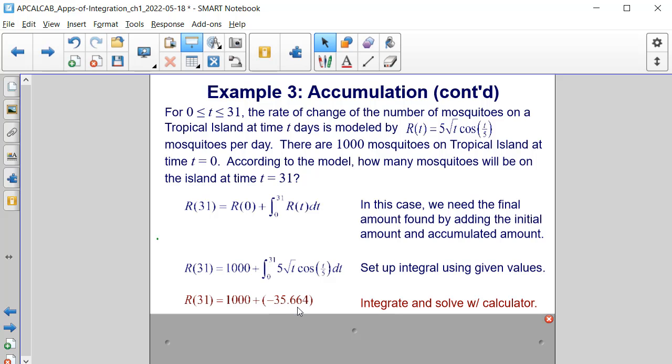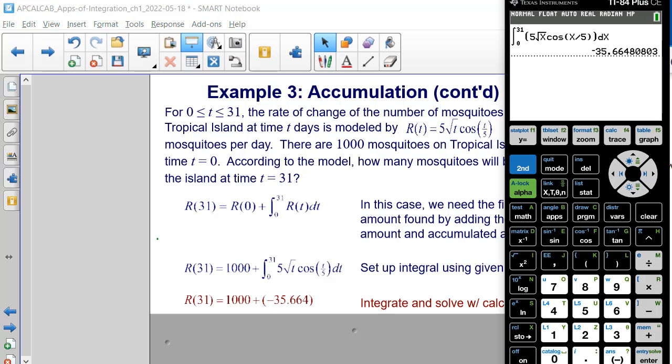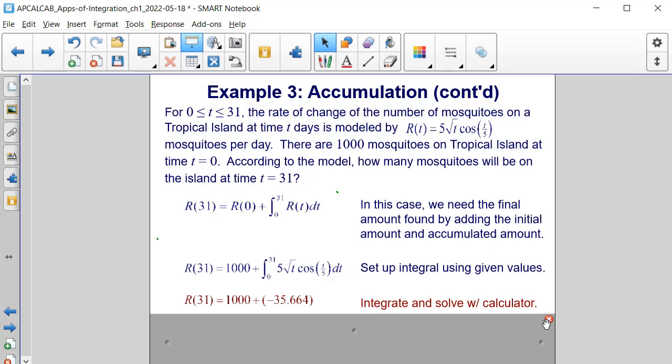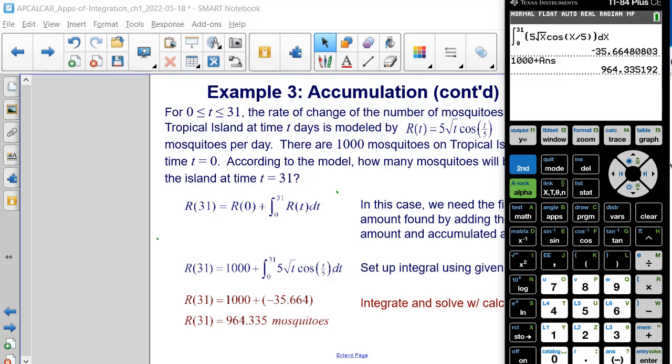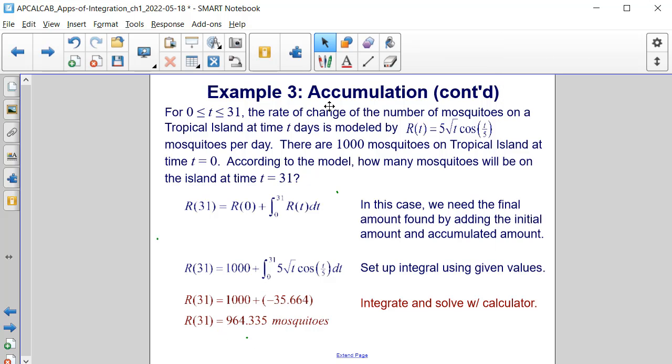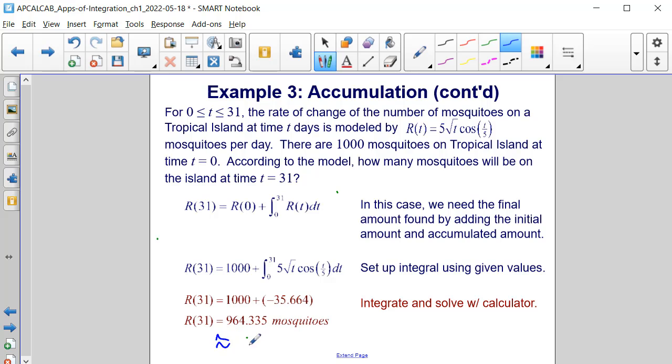And then you can either elect to round that or keep it the way that it is. When you do 1,000 plus that answer that we just found, we get 964 and 335 thousandths mosquitoes. Or if you were to round it to the nearest whole number because you have mosquitoes, that would be roughly 964 mosquitoes.